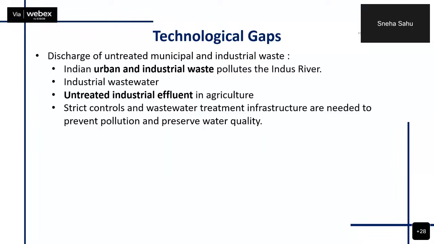Next issue is discharge of untreated and industrial waste. Indian urban and industrial waste pollutes the Indus River. Industrial wastewater contains various chemicals and pollutants that can harm the environment and human health. Untreated industrial effluent in agriculture can affect soil fertility, crop growth, and ecosystem health.